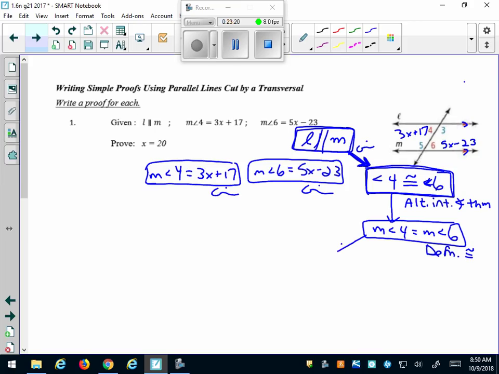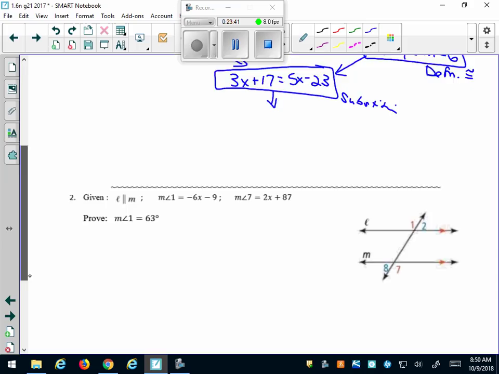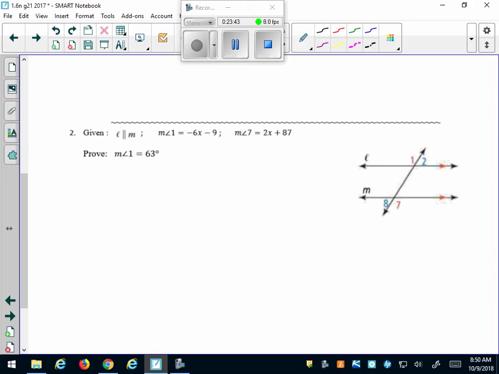Now we're ready. After we wrote our general equation, we can now substitute. 3x plus 17 equals 5x minus 23 by substitution. And you should be able to know how to proceed from there to prove that x is 20. Let's look down here. I'm just going to get you started on this one.